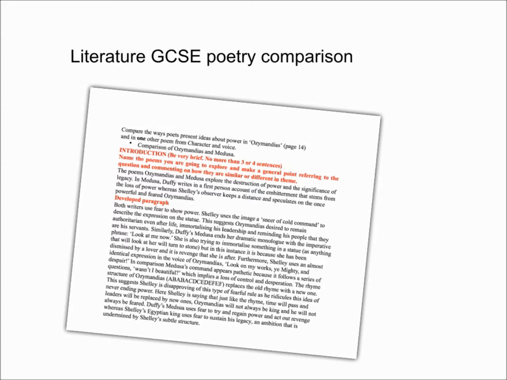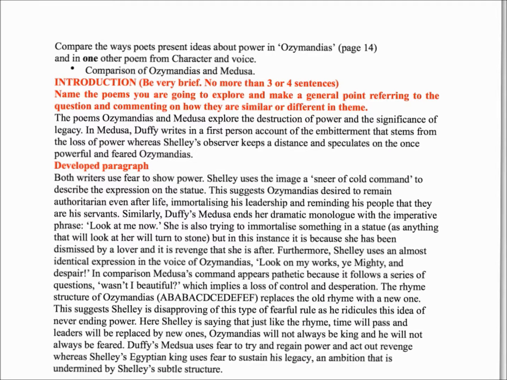I've taken this question from a past paper from AQA. As you can see, this asks you to compare the ways poets present ideas about power in Ozymandias and in one other poem from Character and Voice. So we will be concentrating on the Character and Voice cluster. However, what I'm going to be going through is comparison and how to make your answers as comparative as possible. So this is really relevant for any single cluster that you're doing, even if you're not doing Character and Voice.